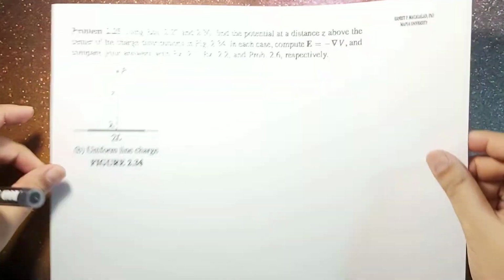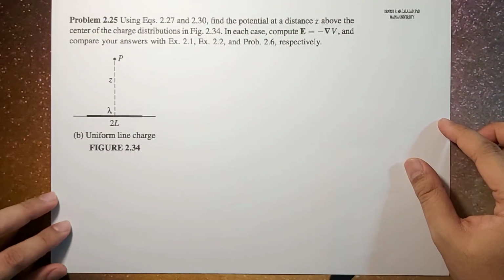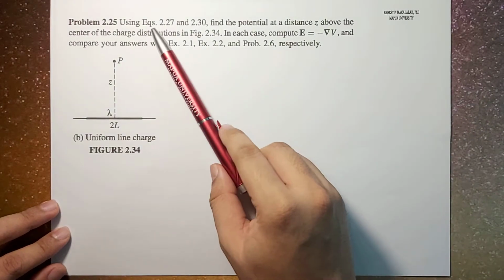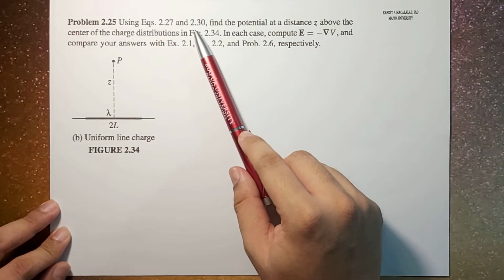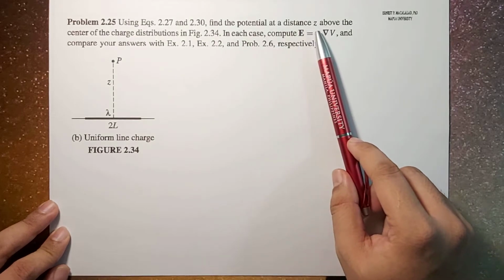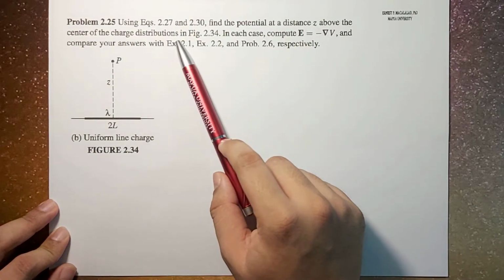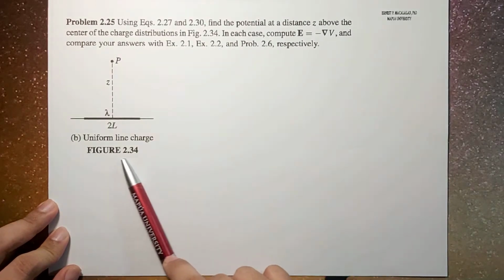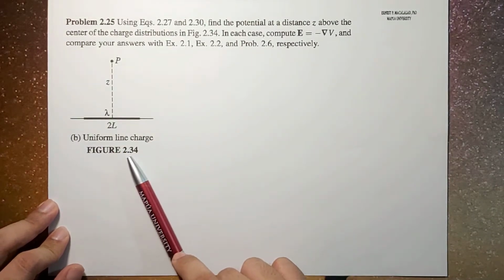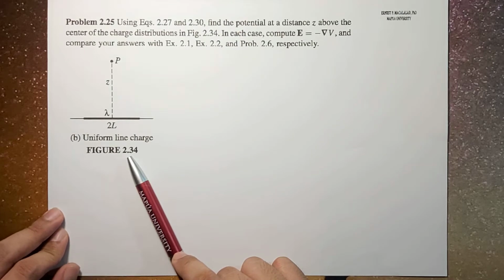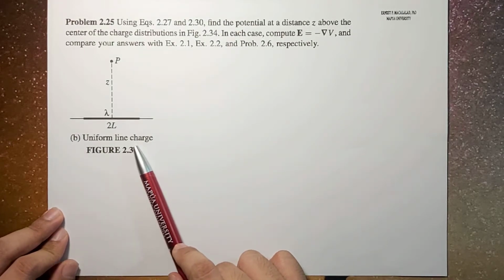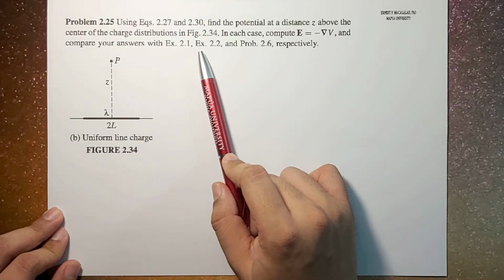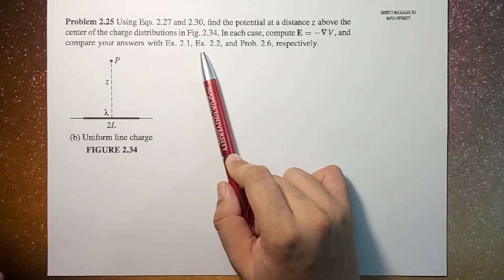Okay, so as a recap, let's read the problem again. Using equations 2.27 or 2.30, find the potential at a distance z above the center of the charge distribution in figure 2.34. So in this case, we're going to use the second configuration, which is a uniform line charge, the same line charge that we had when we discussed example 2.2.